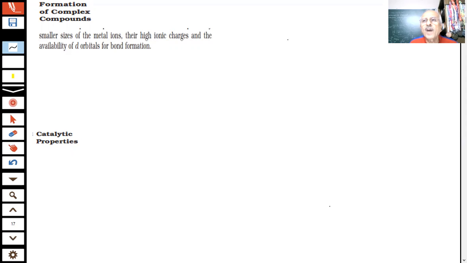Then we have shown you why they form colored ions, students. What is the reason for the color of the metal ions of the transition elements? Two important properties we have already discussed: magnetic properties, which was due to unpaired electrons, and color, because the transition elements form colored ions.